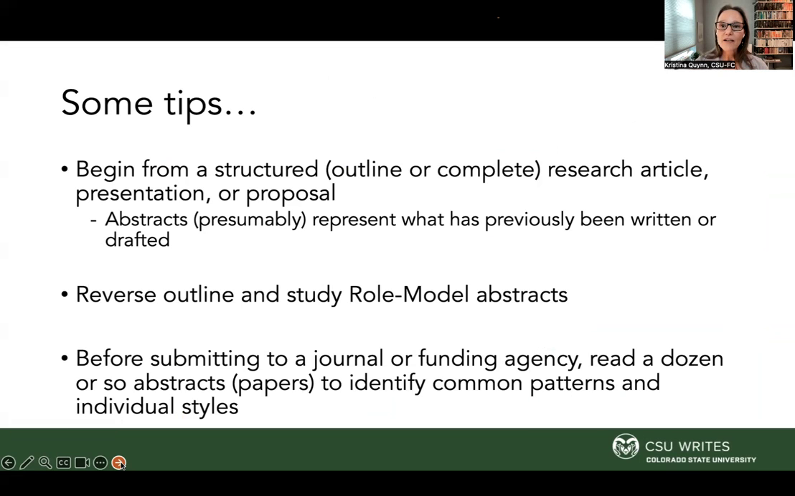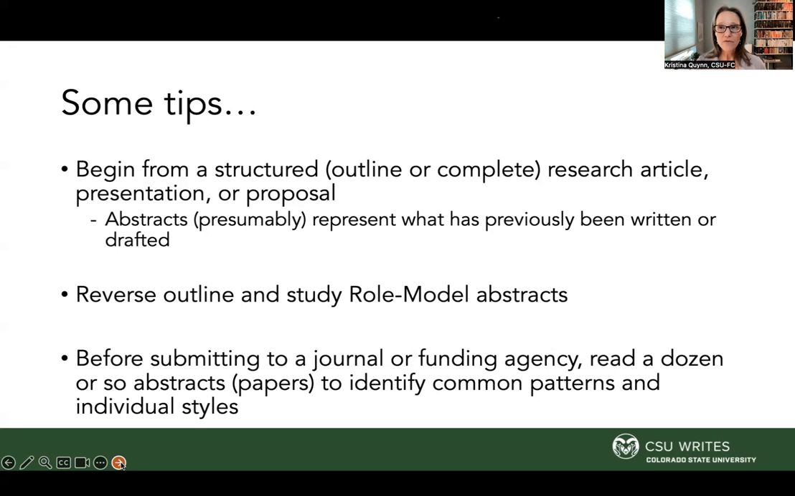Begin from a structured outline or a complete research article if you already have it, a presentation or a proposal. That's what Wendy Belcher recommends, that you don't start just cold and say, all right, I'm sitting down to write an article and now I'm going to write my abstract. You really need to have something that you've been thinking about, that you have enough worked out, that you've thought about it in ways that structure the story a bit, maybe an outline or the research article. And then you can come back and say, okay, if I'm going to abstract this out, I'm going to say in a condensed form, what is it that this is about? Then you might have enough to go with.